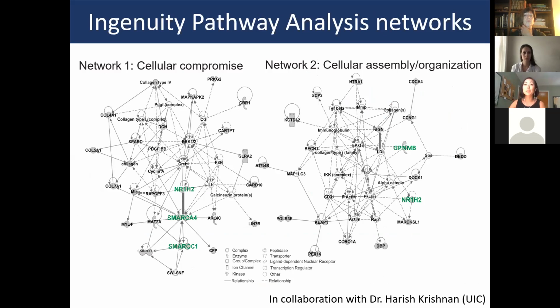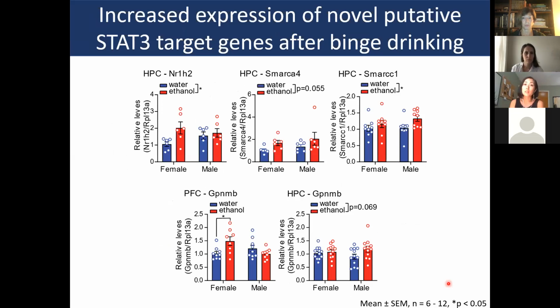From these top two networks, we took several genes to validate by qPCR, here denoted in green. I'm not sure if you can see them. And we validated in the brain regions, the hippocampus and prefrontal cortex, after just 1 round of binge drinking, and found increased expression of these novel putative STAT3 target genes after binge drinking. We found an increase of NR1H2, SMARCA4, SMARCC1, and GPNMB.